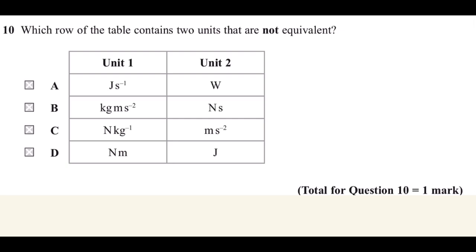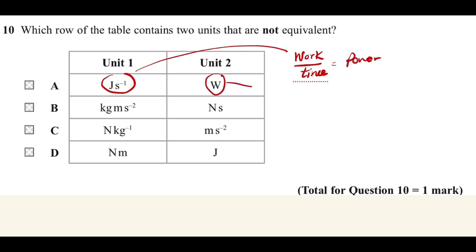Step 1. So go for A. For the joule per second, joule is work done, divided by second, which is the time taken. This work done divided by time is power. And W is what? It is power as well. So here they are equivalent. I'm looking for the not equivalent, so A is not the correct answer.